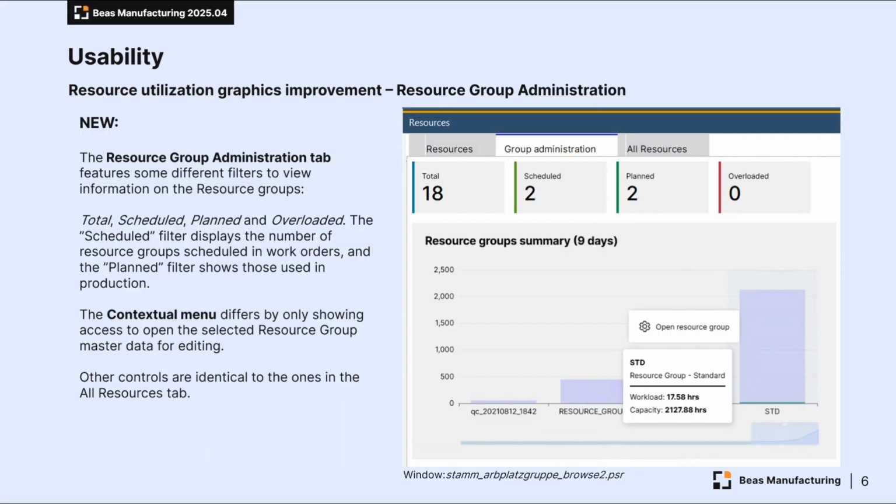The Resource Group Administration tab features some different filters to view information on the resource groups: total, scheduled, planned, and overloaded. The scheduled filter displays the number of resource groups scheduled in work orders, and the planned filter shows those used in production. The contextual menu differs by only showing access to open the selected resource group master data for editing. Other controls are identical to the ones in the All Resources tab.